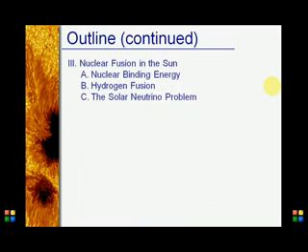Then we will study the nuclear fusion in the Sun, nuclear burning energy, hydrogen fusion, and the solar neutrino problem. And after that we will see the altitude and azimuth system and how our Sun moves in the sky. So this lecture is divided into two parts. The first part is astrophysics and the second part is spherical astronomy.